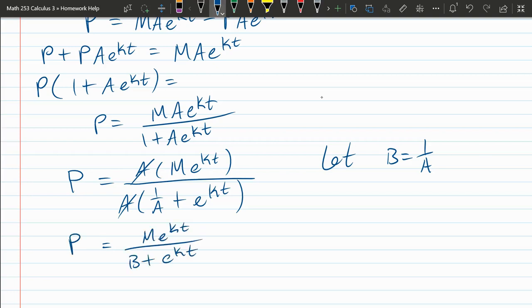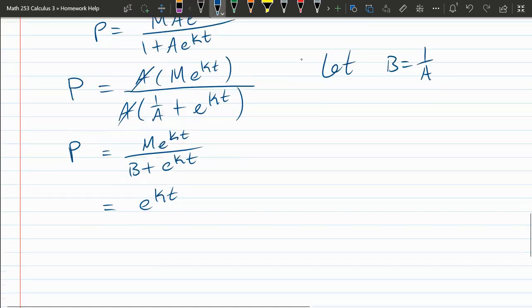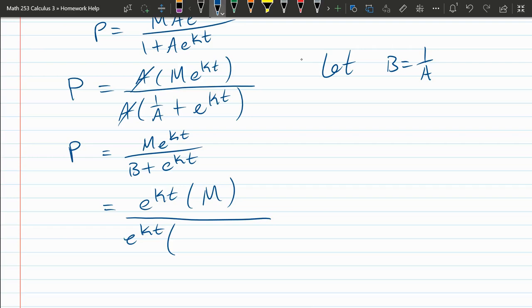All right, this is pretty decent. It's not bad. We can do a little bit better. We can do the same thing but with e to the kt. I can factor out e to the kt. Denominator, it's a little bit tricky. It's b divided by e to the kt plus 1. All right, that lets you cancel these e to the kt.